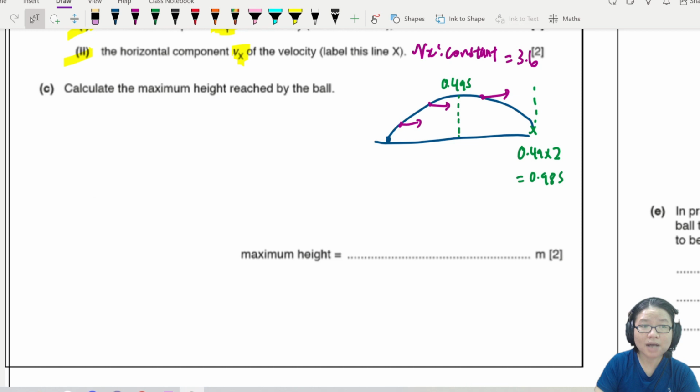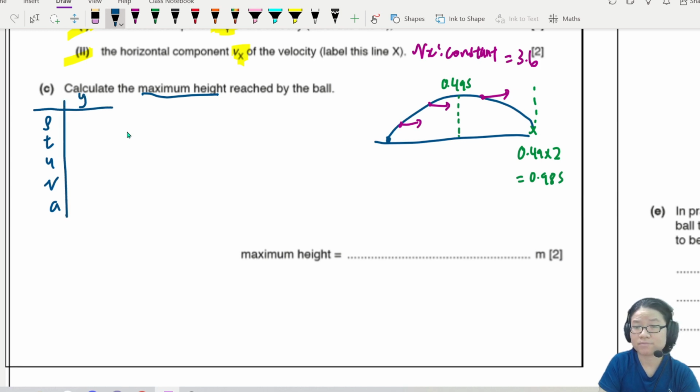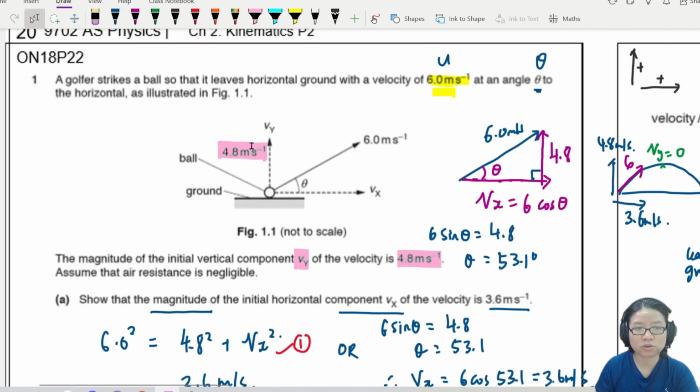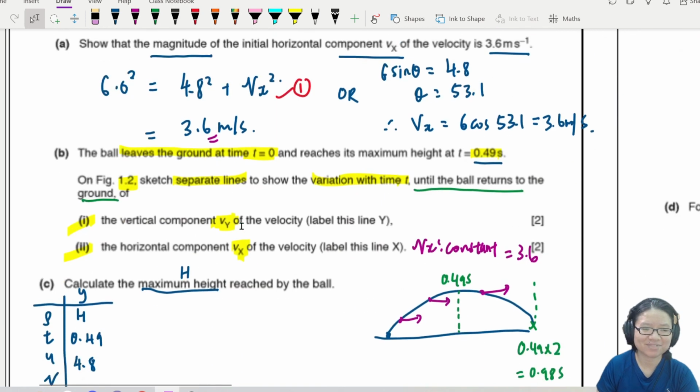Part C. Calculate the maximum height reached by the ball. Well, I guess we have to STUVA now. So you could do STUVA. But when it comes to maximum height, I think the only thing I need is the Y component. Okay, so your S will be your H max, maximum height H. T, we have 0.49. Thank you, question. U, we also have 4.8 meters per second. They're given in this question here. So not 4.8 Vy. Okay.